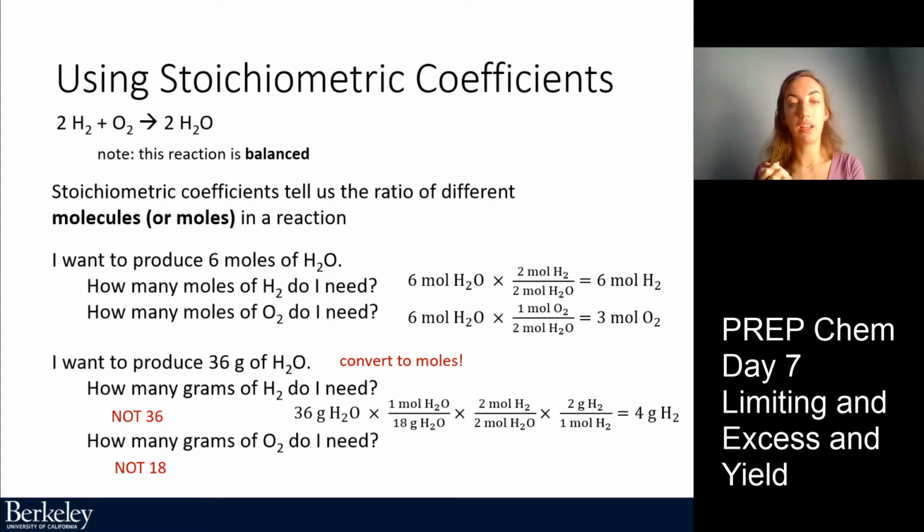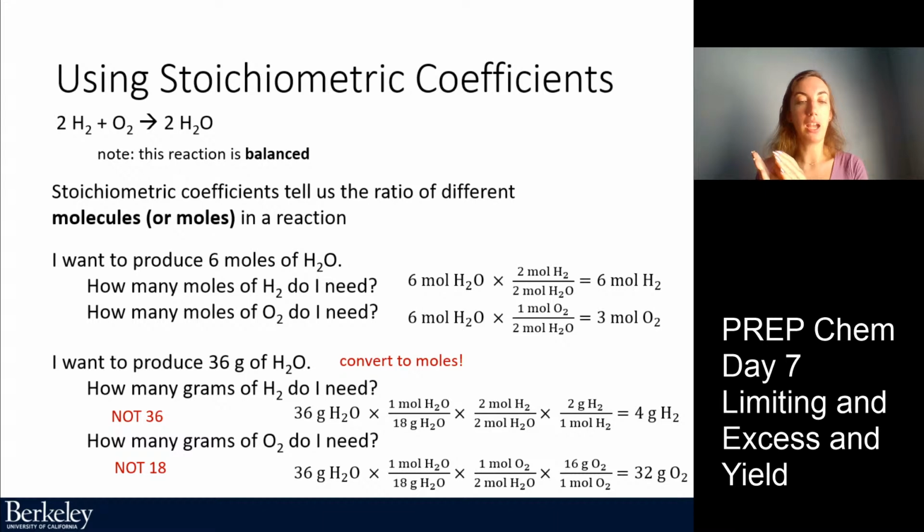So I can do a check: my units of grams of H2O cancel out with each other, moles of H2O cancel out because I have one on top and one on bottom, moles of H2 cancel out because I have one on top and one on bottom, and I end up with units of grams of H2. And then I can do exactly the same thing with O2. So I'm converting my grams of H2O to moles, and then I'm using my stoichiometric coefficients to get into moles of O2, and then I'm converting from moles of O2 to grams of O2, and I end up with 32 grams of O2.